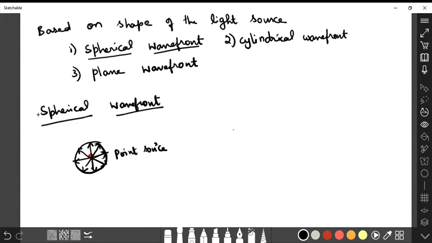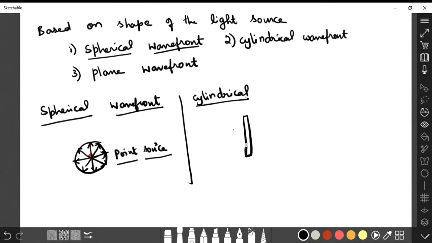Okay, so based on the light source, which type of light source did we consider here? Point source, right? Next one is the cylindrical wavefront. Here we considered a point source. In this case, we are going to consider a linear source of light, for example a slit. What is meant by slit? A narrow opening or narrow hole. A narrow opening is called a slit. So it's called a linear source.